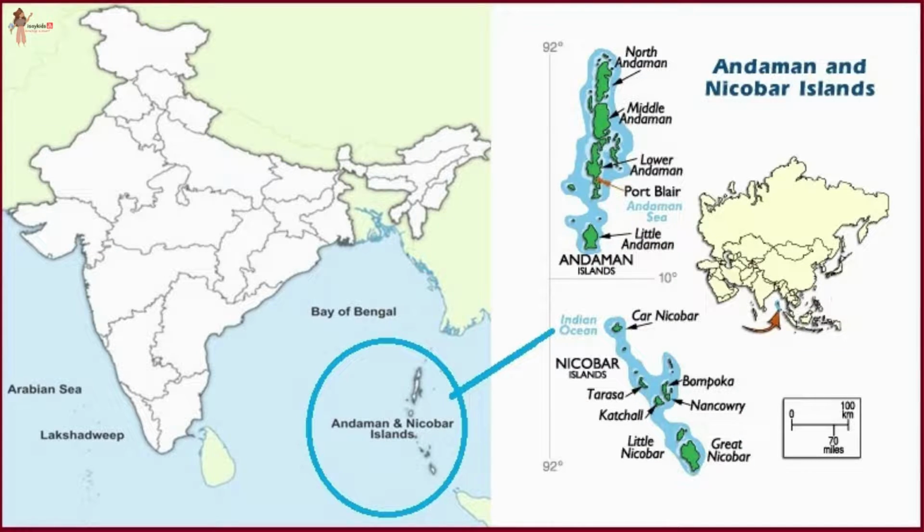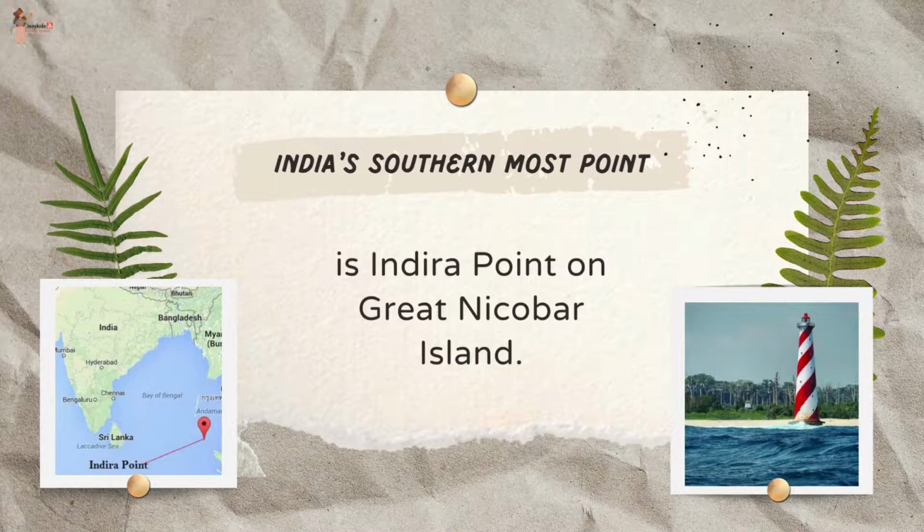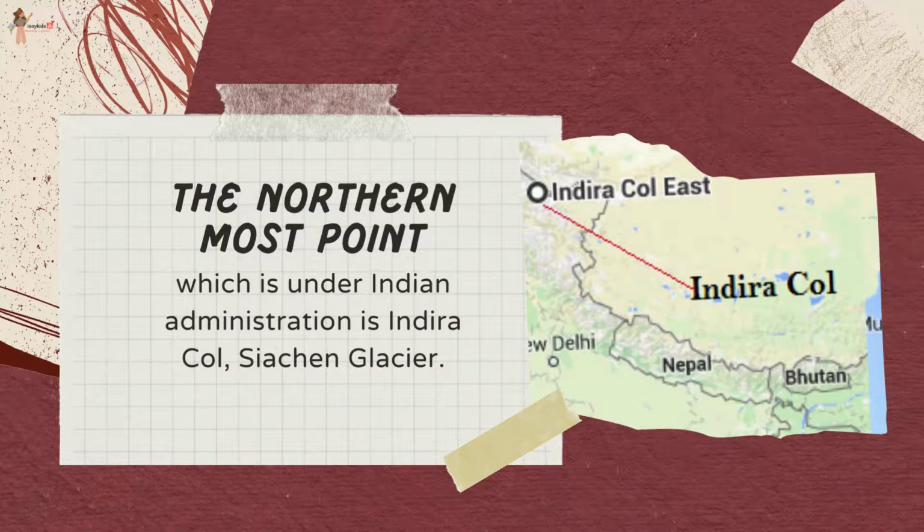To the southeast of the mainland lie the Andaman and Nicobar Islands in the Bay of Bengal, and to the southwest lie the Lakshadweep Islands in the Arabian Sea. The southernmost point is Indira Point on Great Nicobar Island. However, it got submerged under the seawater in 2004 during the tsunami. The northernmost point, which is under Indian administration, is Indira Col in Siachen Glacier.